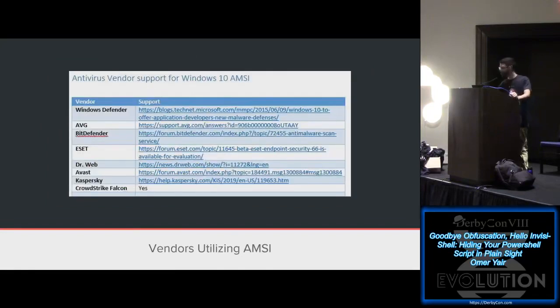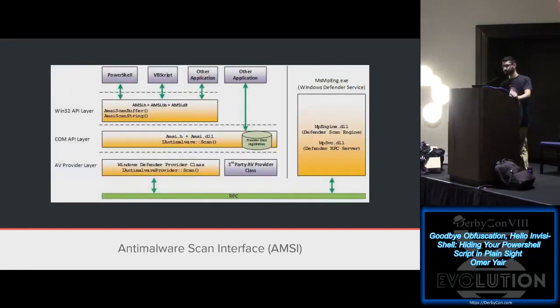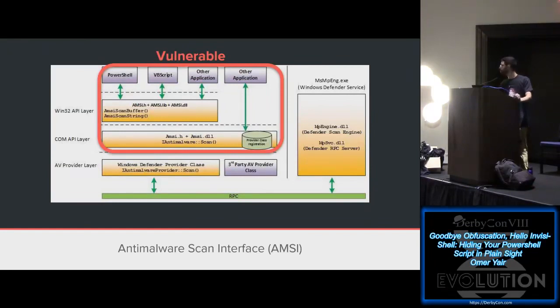Those are the vendors that currently support AMSI. So obviously Windows Defender, AVG, Bitdefender, ESET, Dr. Web, Avast, Kaspersky and CrowdStrike. But there is a problem with AMSI because, as I said before, when an attacker is executing code in your system, she already has the ability to do what she wants with the user space. And this is the user space that is vulnerable, because once you have execution permission, you can modify every part of these layers. And what I will show you later is that there is another layer that all of us forgot, which is the .NET framework.